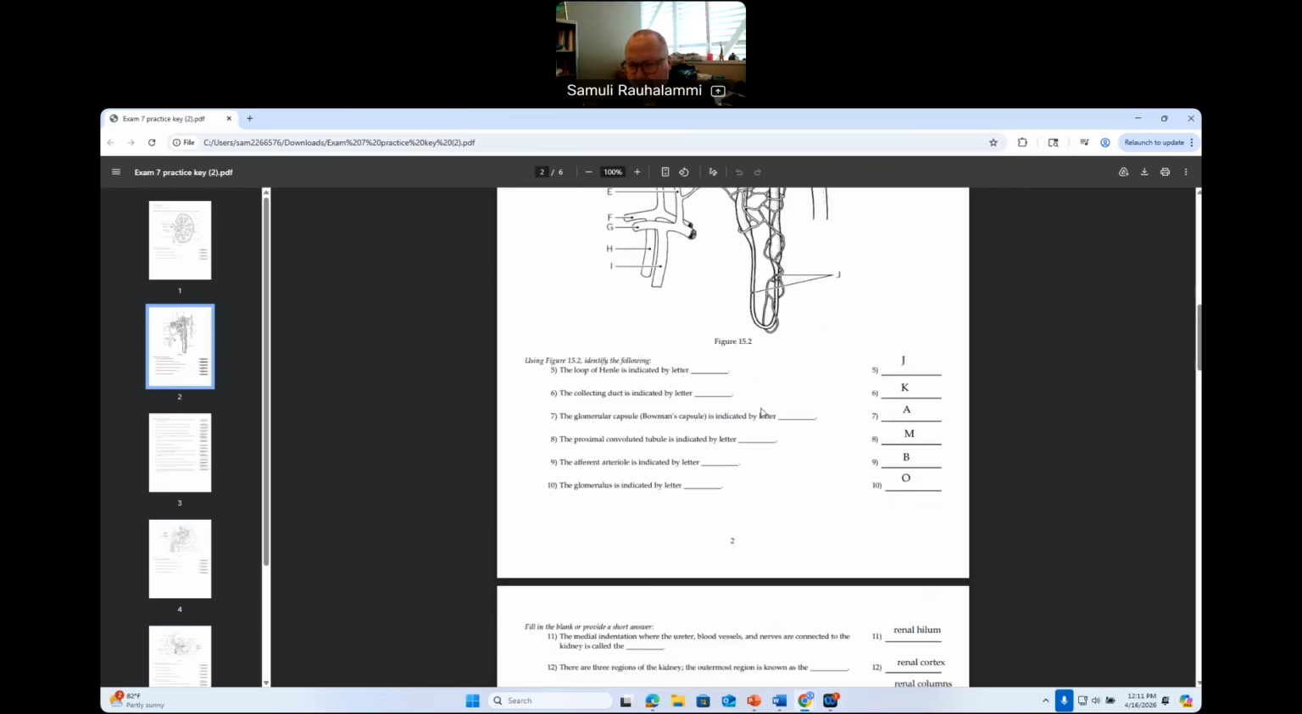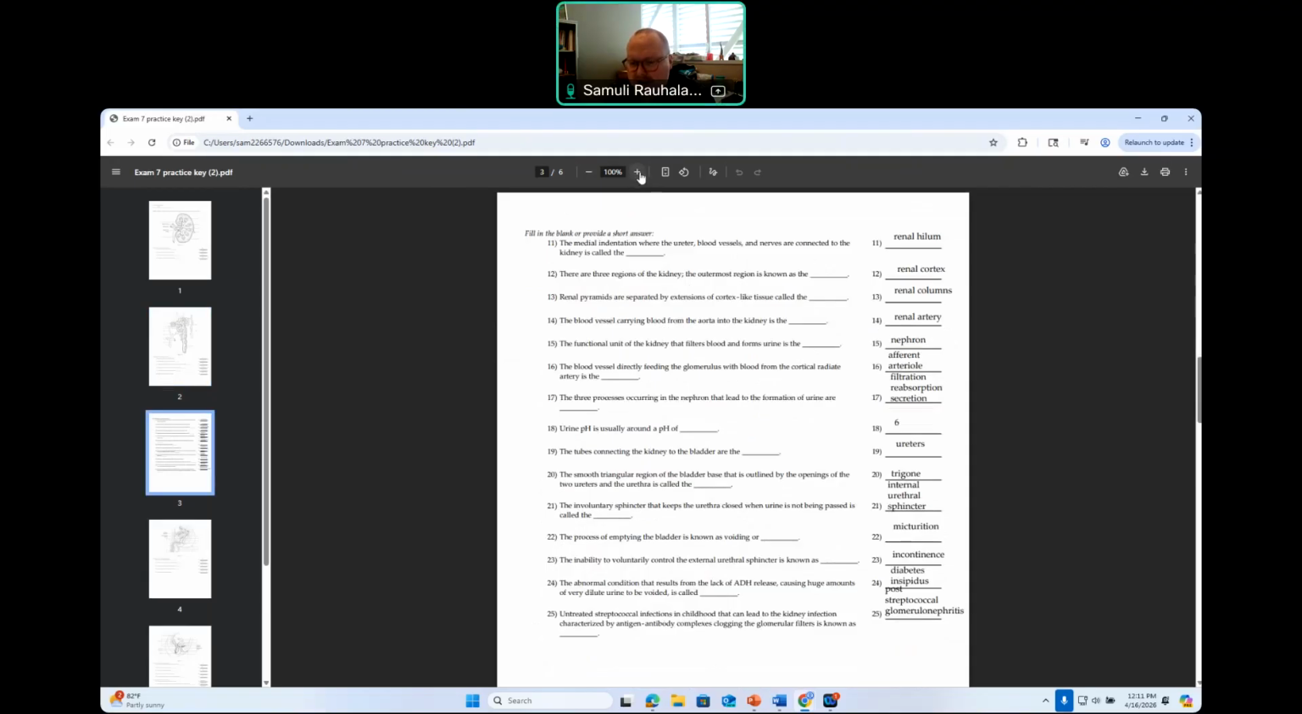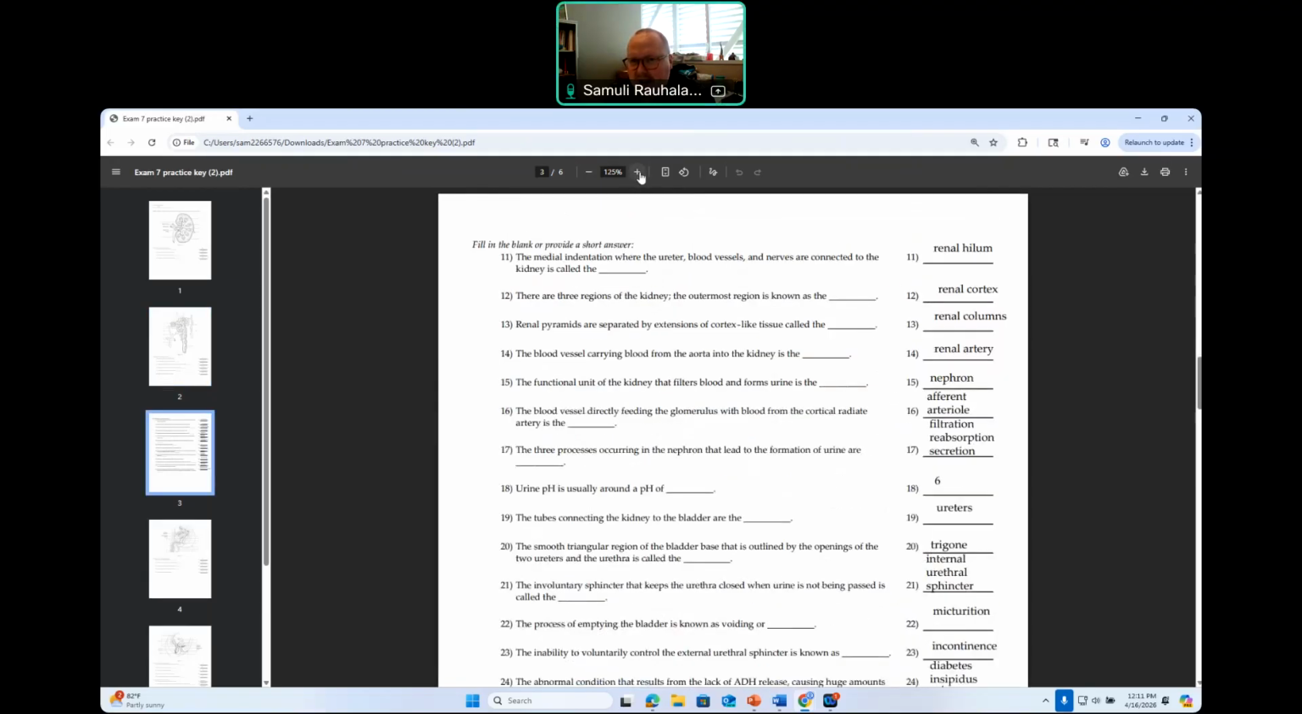Now, on the next page, we have some fill-in-the-blank questions. Let's work our way through those. Question 11, we saw earlier the site where the renal arteries and renal veins exited the kidney, and the ureter coming from there as well. Well, this area on the medial aspect of the kidney is called the renal hilum.